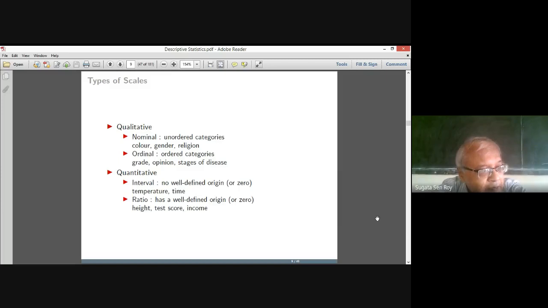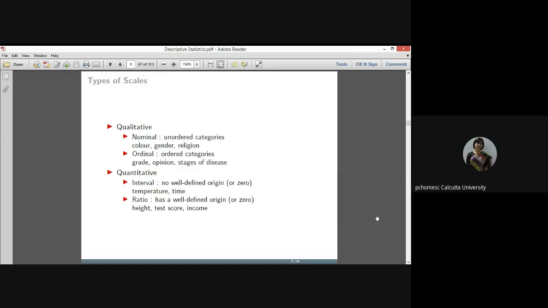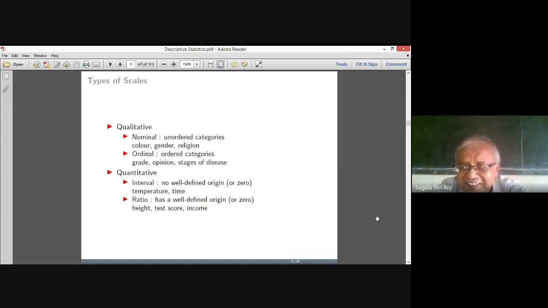Now let's look at this. In January, the temperature in Calcutta goes down to around 15 degrees. In summer, it's around 30 degrees. Is it twice as hot? Yes. Do you call it twice as hot? Students, please interact. Okay, you're free to answer. Okay. We wouldn't say it's twice as hot because the 0 is not defined.